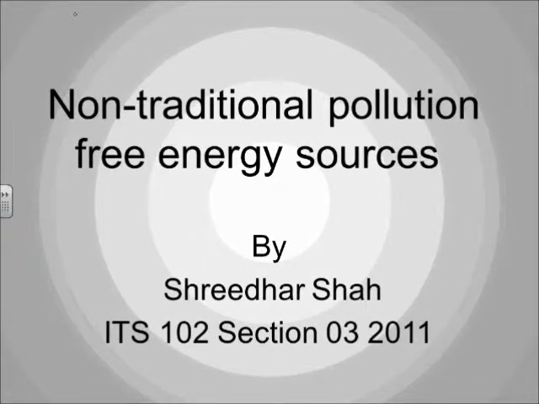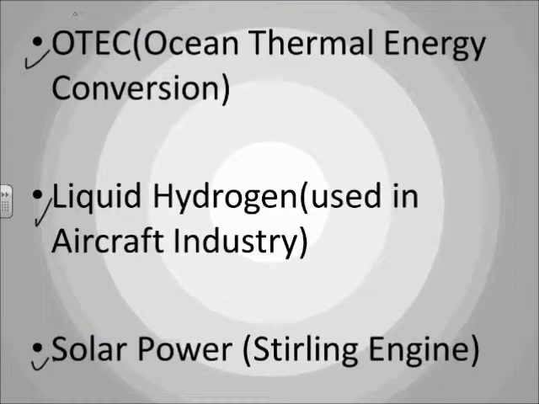Hi, this is a presentation for non-traditional pollution-free energy sources by Sridhar Shah for ITS 102 class, section 03. Here is a list of three non-traditional pollution-free energy sources: OTEC, liquid hydrogen used in aircraft industry, and solar power used with Stirling engine.